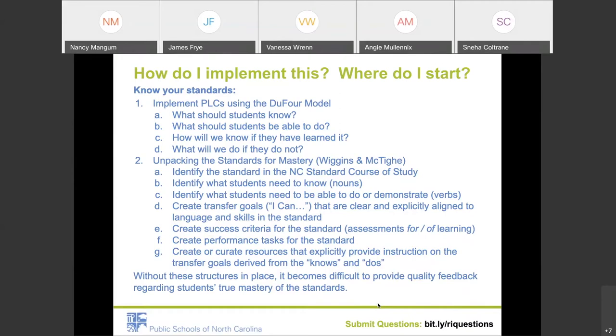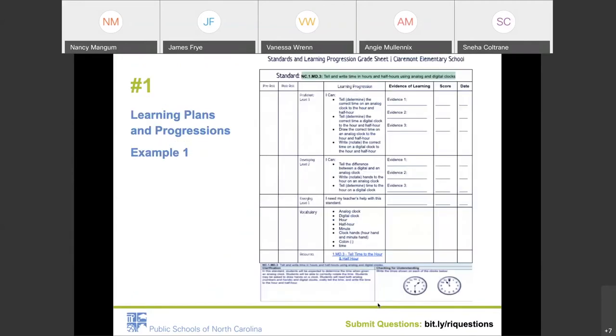All right, so then we have a few examples to share. At Claremont Elementary School, we implemented learning plans and progressions. So we have a running check on students' level of mastery of the standard rather than just did they master the standard or did they not. Those learning progressions, where we literally take the skills and the language within the standards, pull them out, and create these clear learning goals, are part of that specific process on the previous slide.